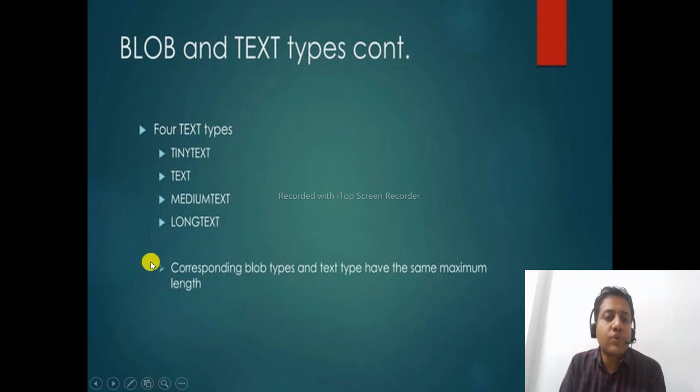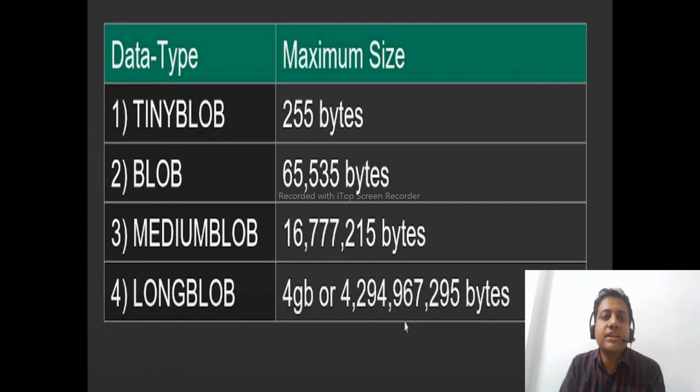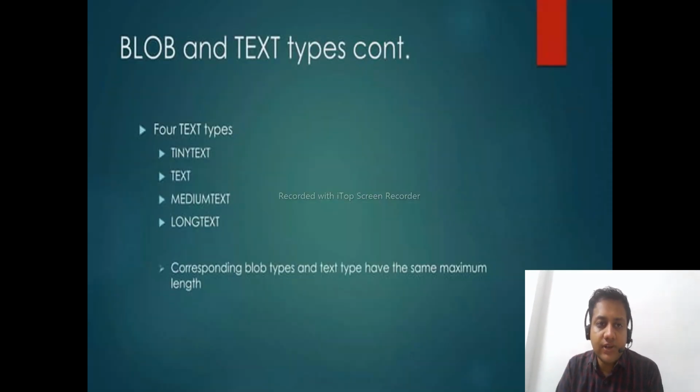Again here also there are four types: tiny text, text, medium text, and long text. Again the ranges are also the same as blob. So tiny text holds a maximum length of 255 characters. Instead of bytes we will have characters. Now text will have more than 65,000 characters, medium text will have more than 16 million characters, and long text will have more than 4 billion characters. So like this we can save text type of data as well.